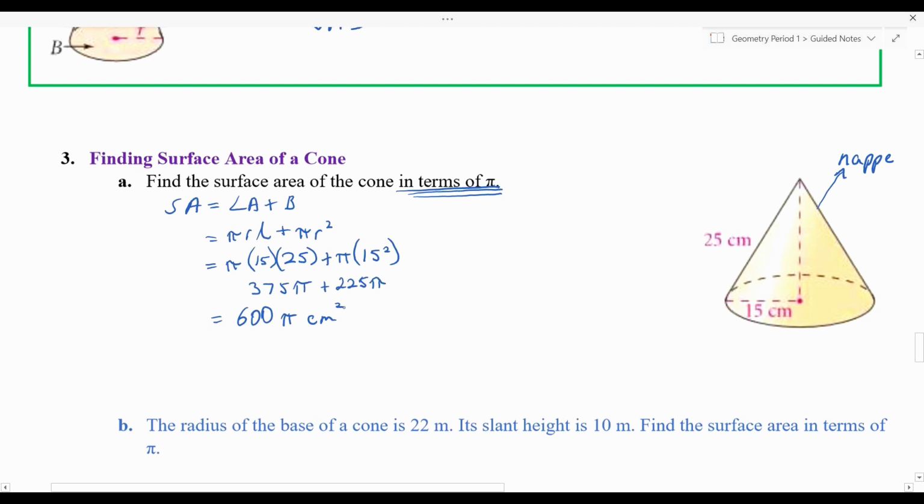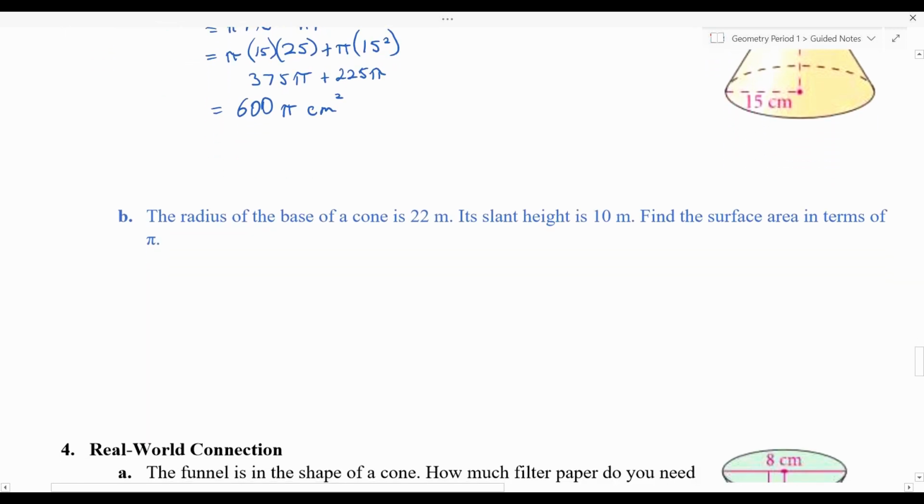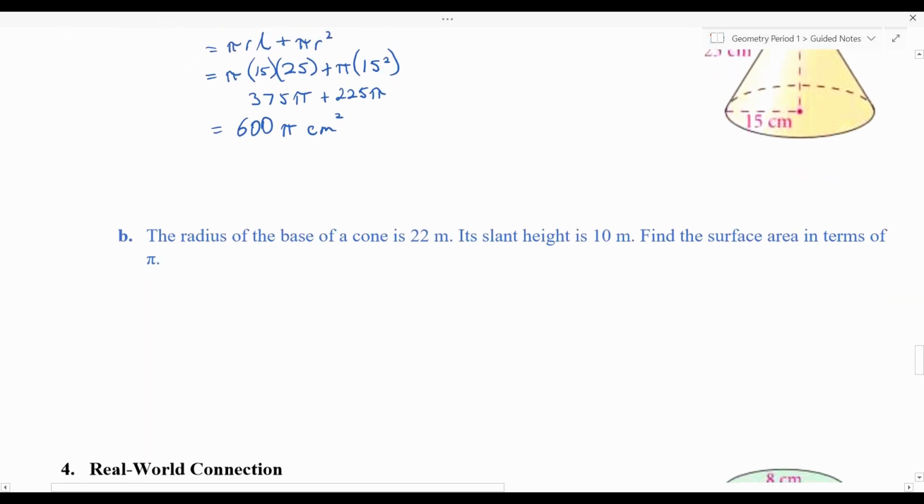All right, moving on to your portion of the example here. It says the radius of the base of a cone is 22 meters. Its slant height is 10 meters. Find the surface area in terms of pi. All right, good luck with this one.